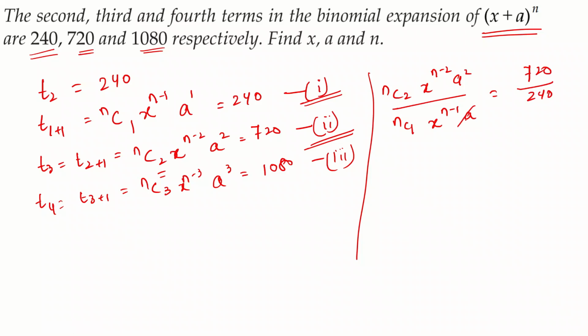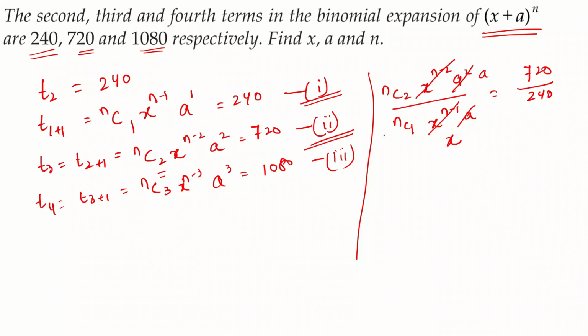Okay, now a and a square give us a here. x to the power of n minus 1 and x to the power of n minus 2 will give us x over here. You can also do the subtraction of powers. So n minus 1 minus n plus 2 will give us power of 1.